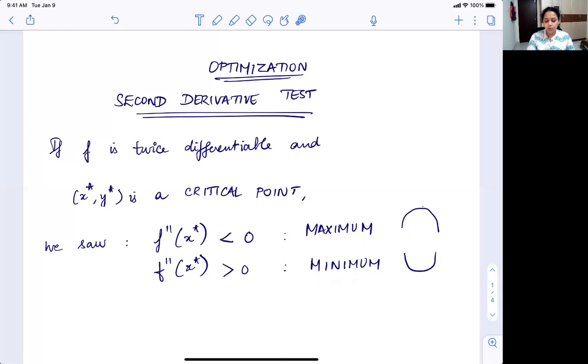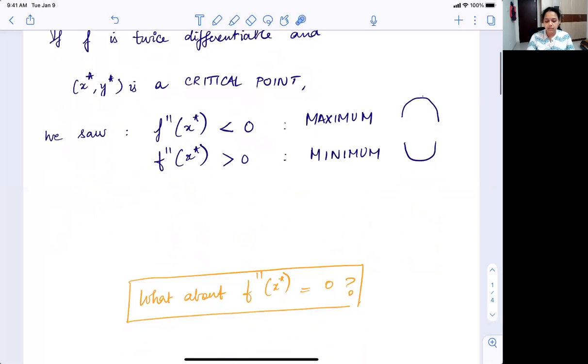Now, when we are discussing the sign of the second derivative, we are easily able to label that if the second derivative is negative, it's a maximum. If it's positive, then it's a minimum. Then what happens when the second derivative is actually equal to 0? How do we characterize that critical point? Is it a maximum or a minimum, or is it a point of inflection?